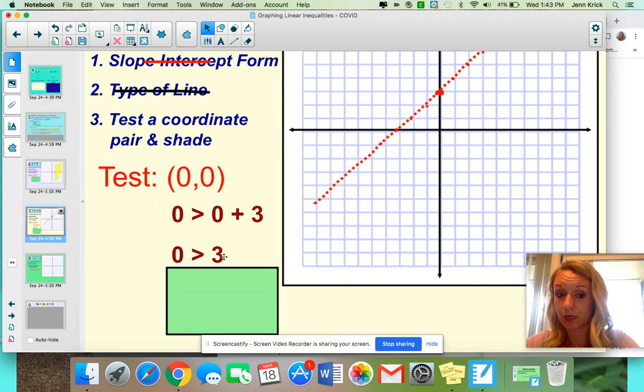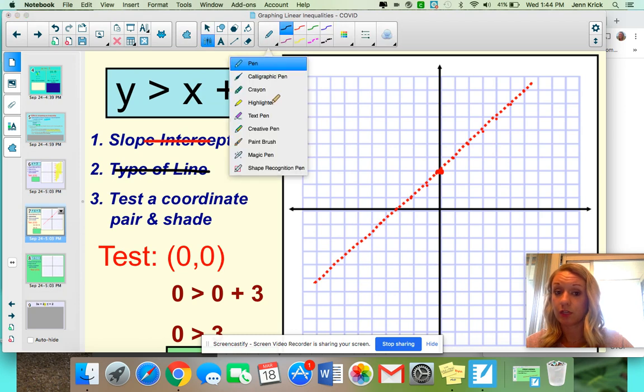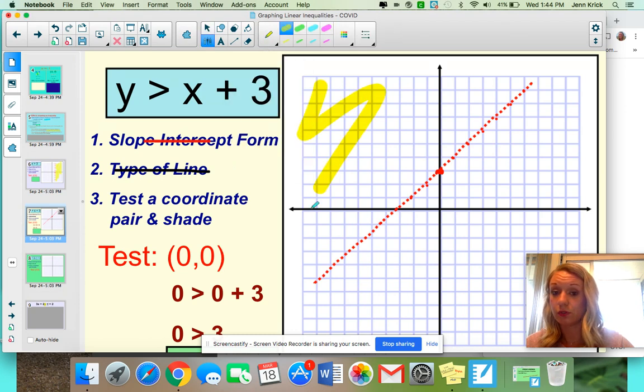Is 0 greater than 3? No, it is not. It is not greater than 3, so it's false. Therefore, we're going to shade the region that does not include 0, 0. So we'd only shade up here. If 0, 0 made it true, then we'd shade this guy down here because we know that 0, 0 is a solution. But because our tester pair made it false, we shade the region that doesn't include it.